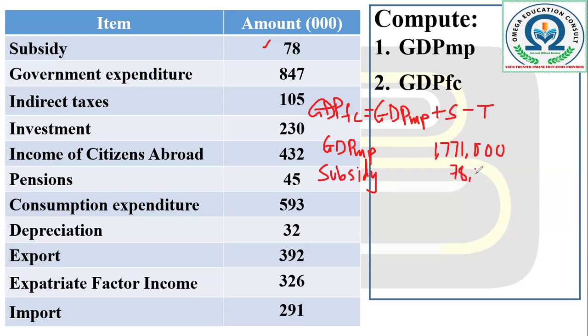Now look at the alignment of the figures. It is very, very critical, right? So that is a plus. So you indicate as a plus. Now the next one is indirect taxes. So we have indirect taxes. So I am abbreviating. You cannot abbreviate. So indirect tax we deduct. So let's go and find the value of indirect tax. So indirect tax is 105,000. So 105,000.